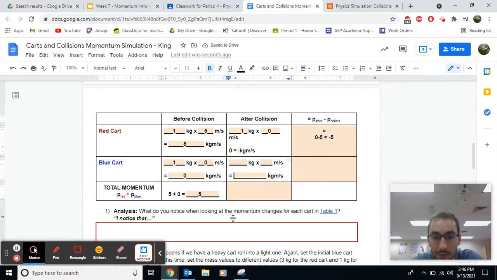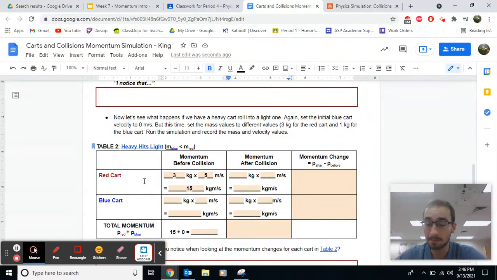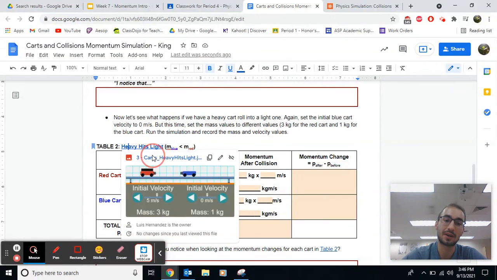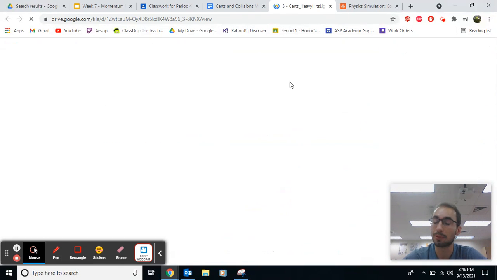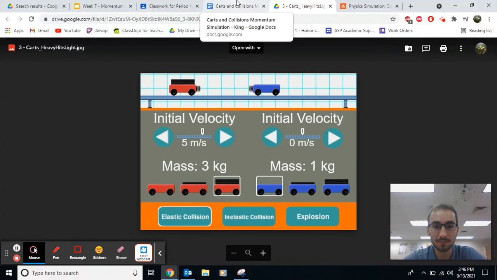Okay, now try to do it with the blue car. And then the rest of this work is independent. Good luck. Just my tip is to follow the directions and look at the pictures provided here. Okay, the pictures will show you the setup for the next table.